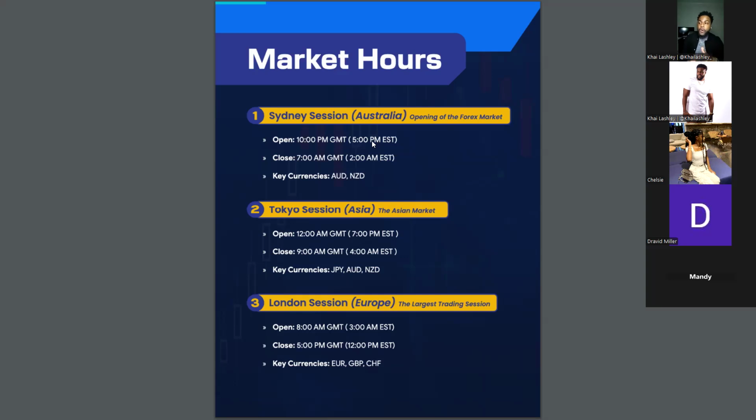Spreads will usually widen on standard Forex pairs, so all the currencies, except things like commodities such as gold. Gold is just going to close for that hour. Gold is going to close from 5 p.m. Eastern to 6 p.m.